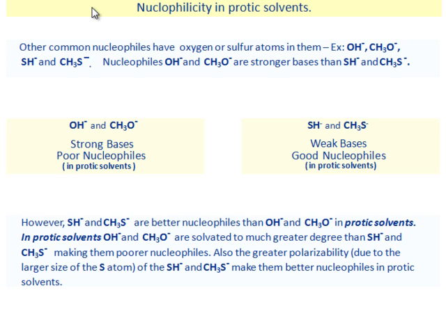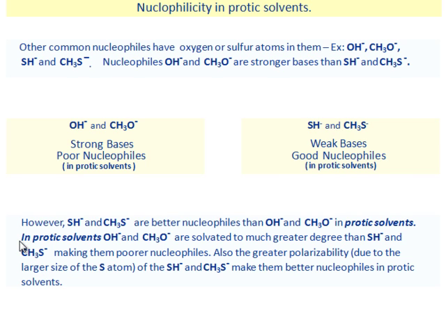Nucleophilicity in protic solvents. Other common nucleophiles have oxygen or sulfur atoms in them. Example, OH-, CH3O-, SH-, CH3S-. Nucleophiles OH- and CH3O- are stronger bases than SH- and CH3S-. However, SH- and CH3S- are better nucleophiles than OH- and CH3O- in protic solvents.